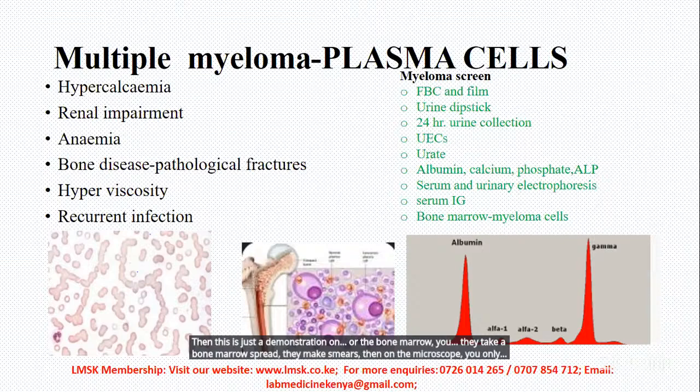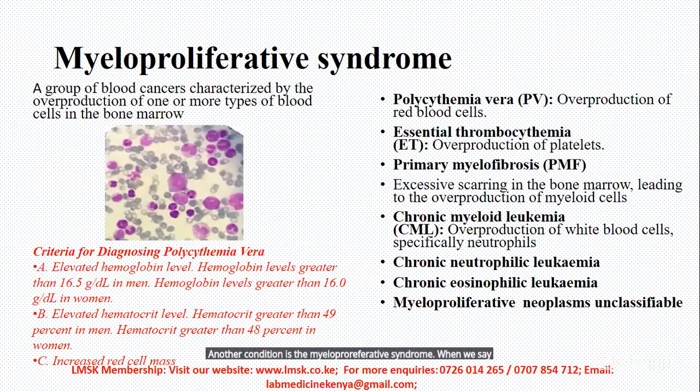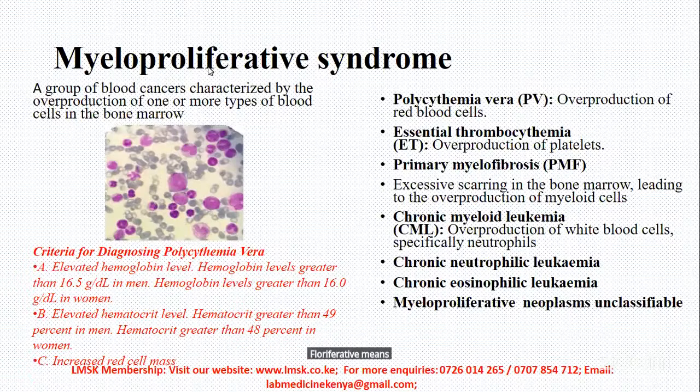good pictures. Another condition is the myeloproliferative syndrome. When we say myeloproliferative, myelo means the myelocytes, proliferative means they are proliferating at a very high rate. Then syndrome is a combination of many things, bad ones, syndrome cells in the bone marrow.